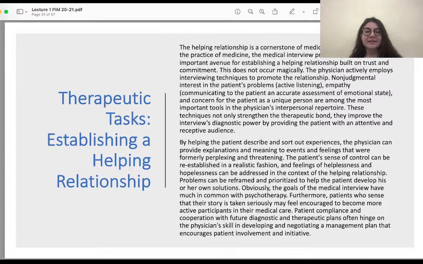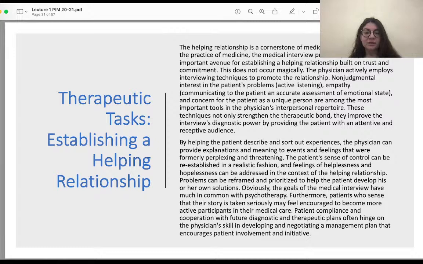These techniques not only strengthen the therapeutic bond, they improve the interview's diagnostic power by providing the patient with an attentive and receptive audience. By helping the patient describe the experience, the physician can provide explanations and meaning to events and feelings that were formerly perplexing and threatening. The patient's sense of control can be re-established in a realistic fashion, and feelings of helplessness and hopelessness can be addressed in the context of a helping relationship. Problems can be reframed and prioritized to help the patient develop his or her own solutions.